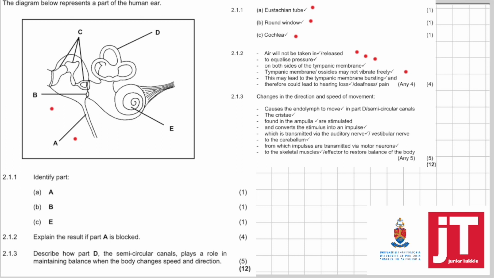The ossicles will not freely vibrate. The tympanic membrane can burst. And what's the result? It's obviously pain, deafness, hearing loss.